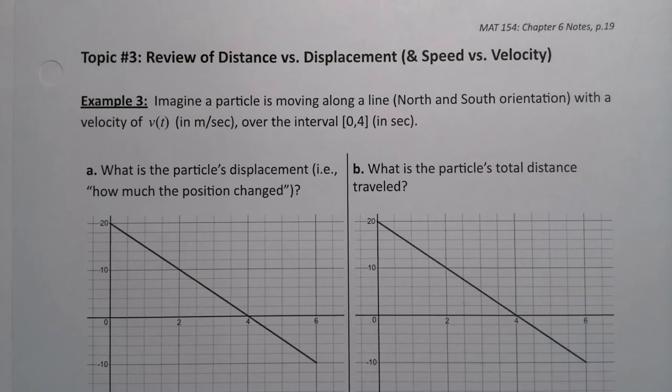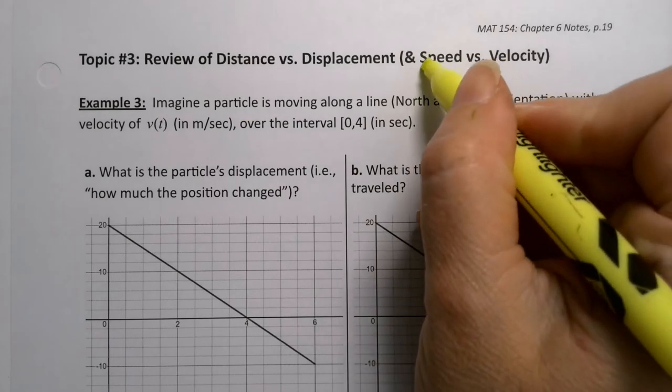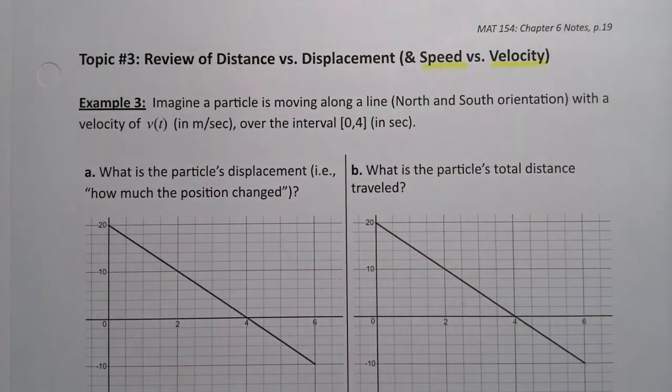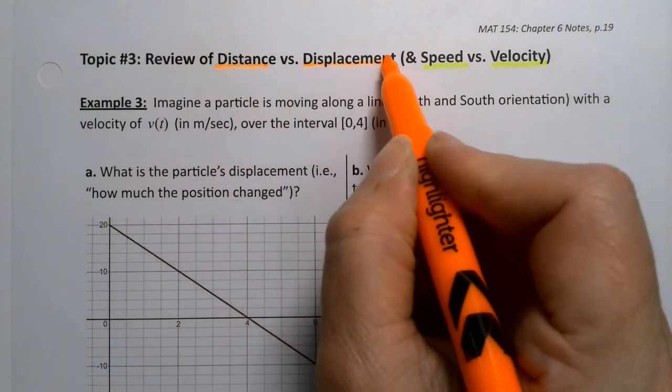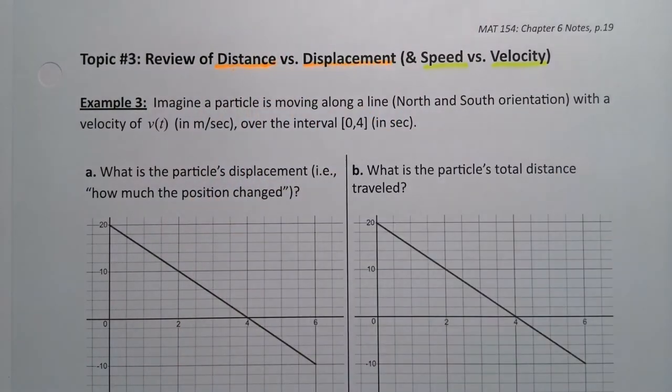So we saw something there at the end of the last video that we want to tease out a little bit more, namely that speed and velocity are not the same thing. Speed and velocity are related, but they're not the same. And similarly, displacement and distance are not the same thing, but they're related to each other. And we want to dive into that a little bit more.